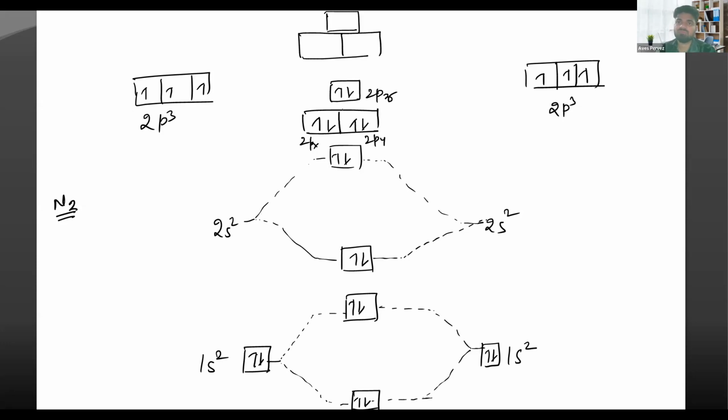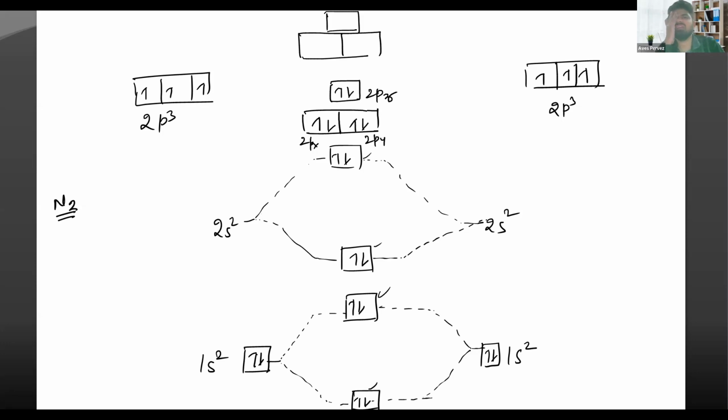Yes, sir. So you can easily say that the lowest energy is this orbital, then this one, then this one, then this one, and this one, then this one. Electrons move from the lower energy level to the higher energy level. Got it?